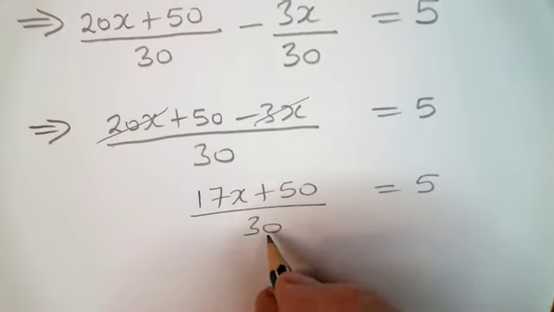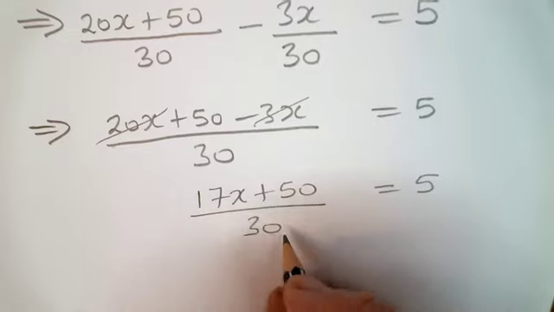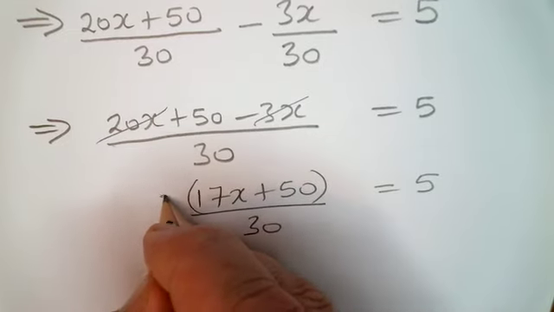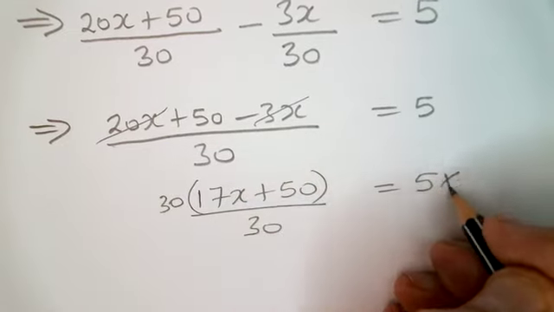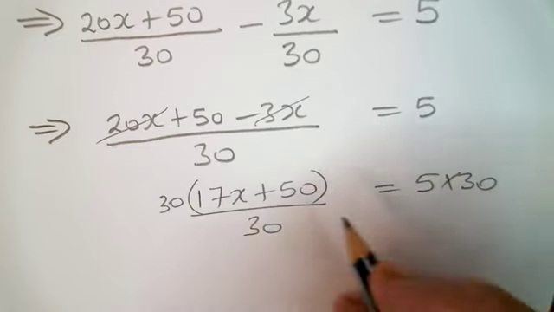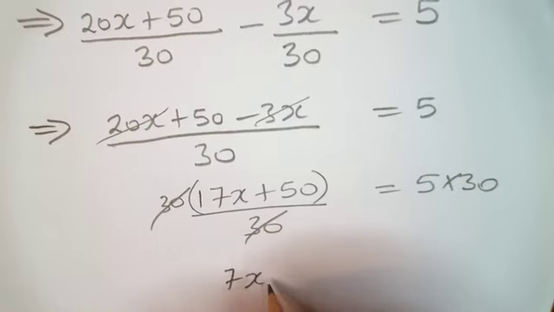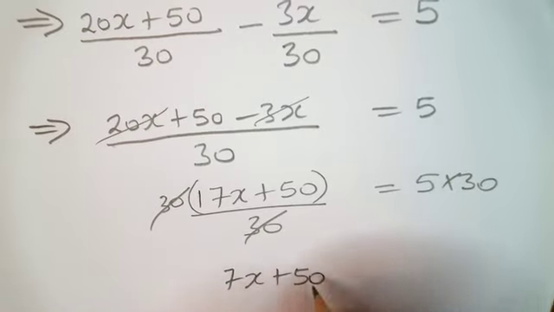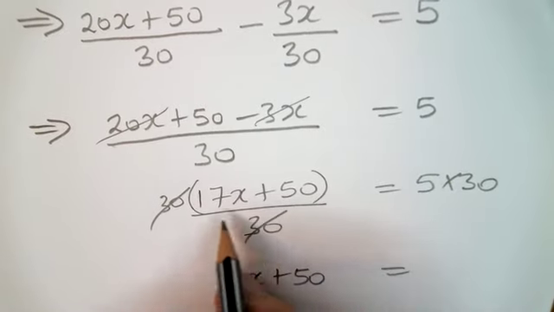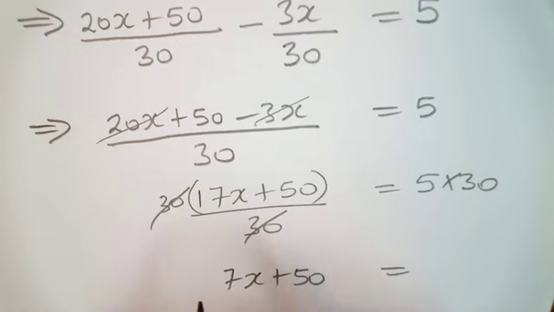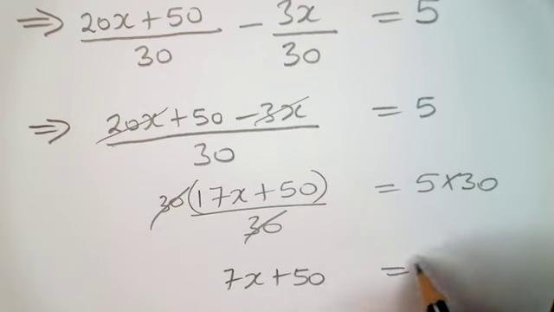Now, I do want to get rid of the 30 on the bottom, so I'm going to multiply both sides by 30, multiply all of this by 30, multiply all of this by 30. And of course, 30 divided by 30 is 1, and we're left with 17x plus 50. Remember, we only did this little juggling act of multiplying both sides by 30 just to get rid of the denominator. And now we have 5 3s are 15. We place the 0 on the end.